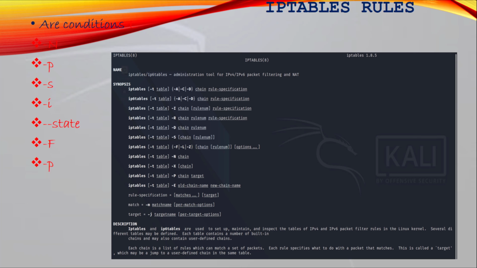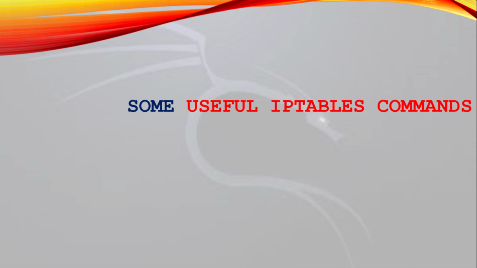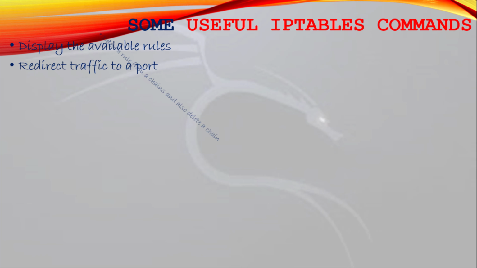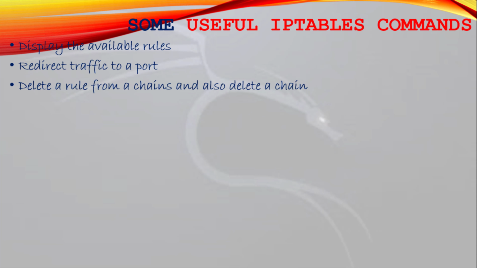The next thing we are to look at is some useful iptables commands. The first thing we're going to look at is displaying the available rules. The next thing is redirecting traffic to a specific port, maybe from a single port to another port. We also need to delete a rule from a chain and also delete the chain itself.